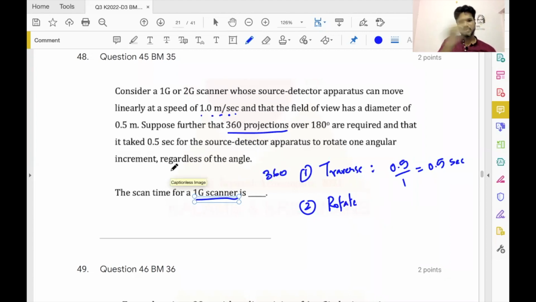And the number of rotations. From one traversal to another, the rotation takes 1 angular increment, so this again takes 0.5 seconds. The number of rotations here is 360. So the total time will be 360 into 0.5 plus 360 into 0.5. Suppose this is 360 seconds, right? Simple question. This we have done in class.